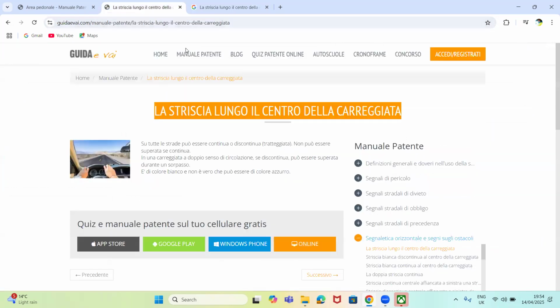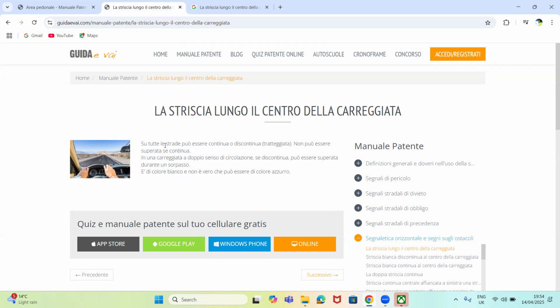La striscia lungo il centro della carreggiata. Now, they want to explain. Su tutte le strade, please, this is a revision for every new student here. Su tutte le strade può essere continua o discontinua. Students, you all know that the line you find at the center of the carreggiata can be continuous or discontinuous. I have a question for the class.